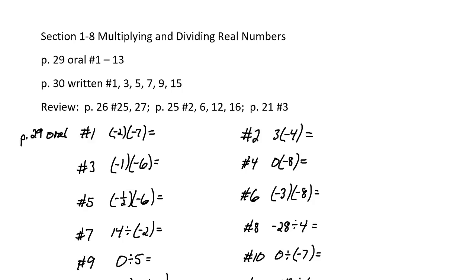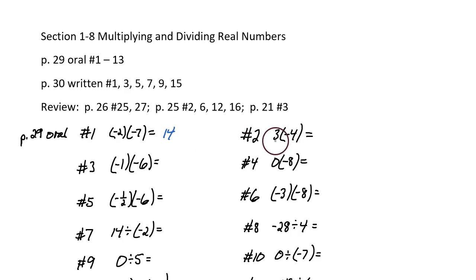For the page 29 oral problems, we have some multiplication and division problems with positive and negative numbers. Number 1, -2 times -7. Negative times negative makes positive. 2 times 7 is 14.